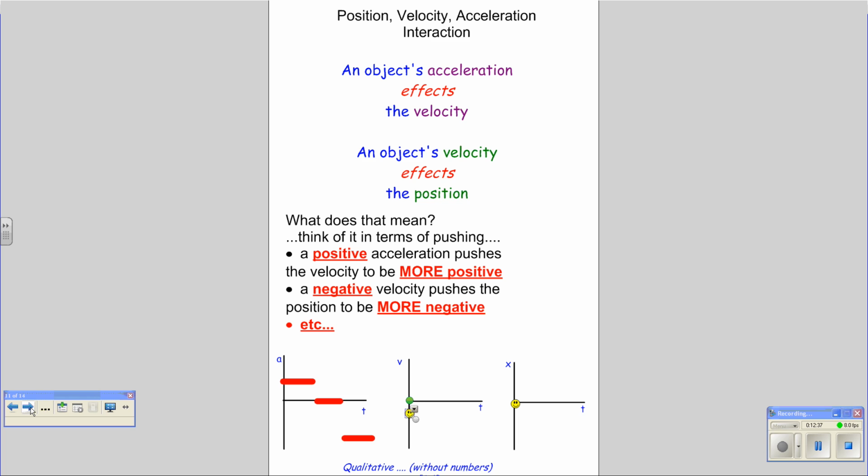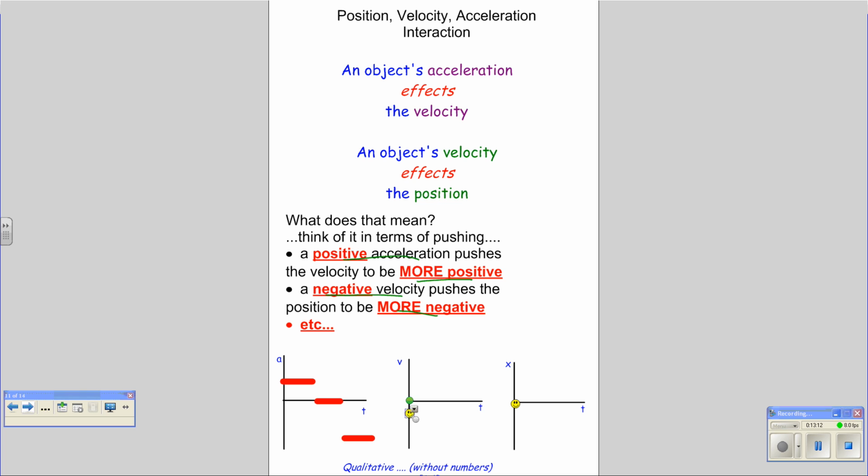Now, when you're doing this, you look at acceleration to describe your velocity or your change in velocity. You look at velocity to describe your position. Do not link acceleration and position directly without considering velocity, and I'll show you why. All right. Now, when you're doing one graph to the other, think of it in terms of pushing. A positive acceleration pushes the velocity to be more positive. A negative velocity would push the position to be more negative. Okay, so you look at it as a pushing.